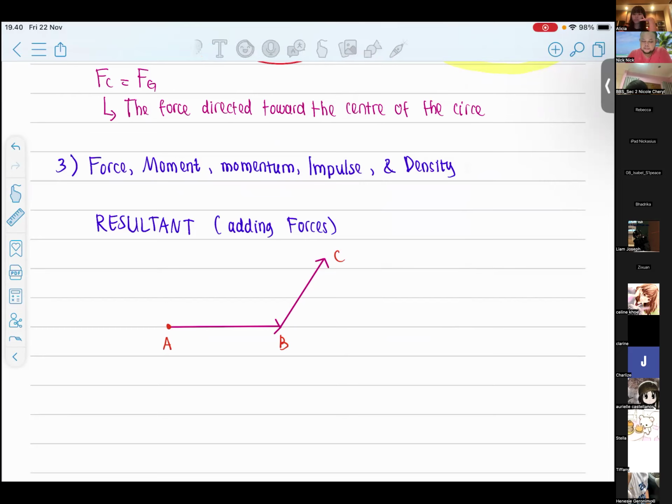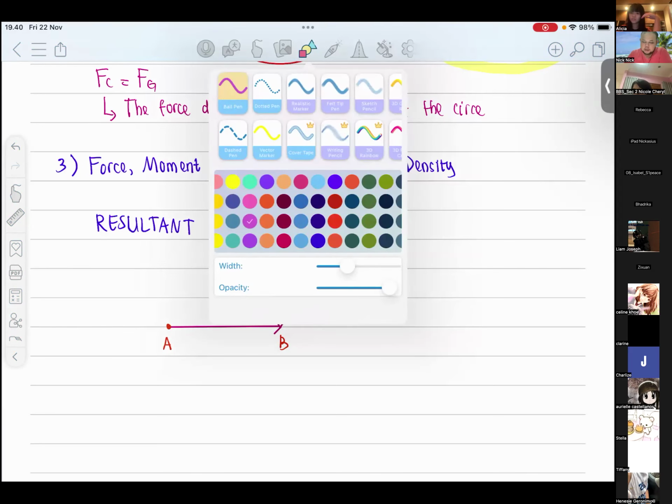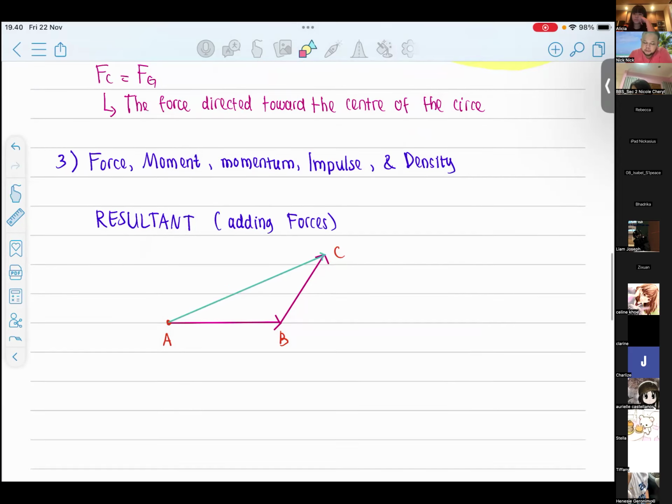What do you think, students? A to C. Okay, the answer is A to C. Correct. So you drag from the start to the tip, and don't forget to give an arrow. Then you label it with R.